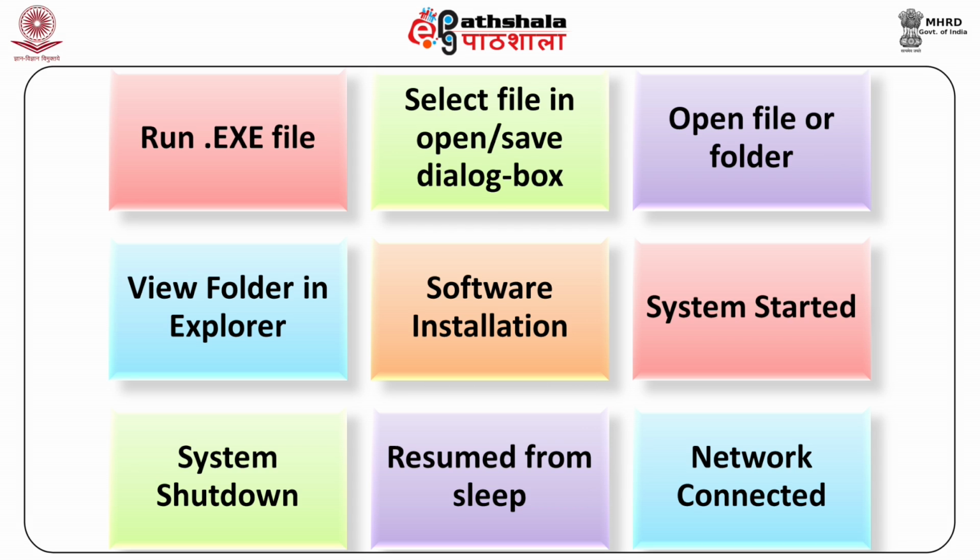Next is open file or folder. The user can open a specified file name from Windows Explorer or from any other software. Next is View folder in Explorer. The user can view a specified folder in Windows Explorer. Next is software installation. It displays software that has been installed or updated. System started. The computer has been started. System shutdown. The system has been shut down directly by the user or by software that initiated a reboot.